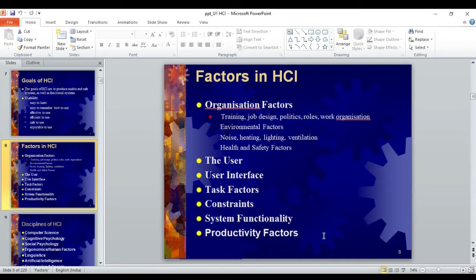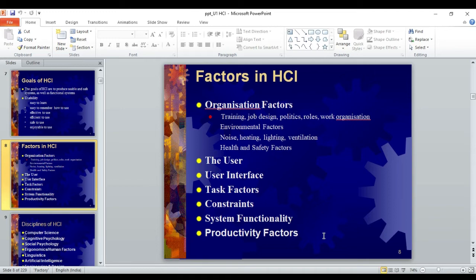And there are several factors in human computer interaction. The first factor is organizational factors. The sub factors under organizational factors are training, job design, politics, roles, work organization, environmental factors, noise, heating, lighting, ventilation, and health and safety factors in the organization. The next factor is the user. We have to concentrate on the types of users involved in the design of human computer interaction.